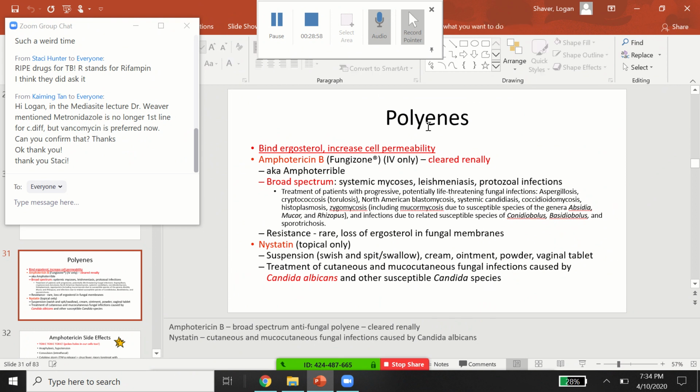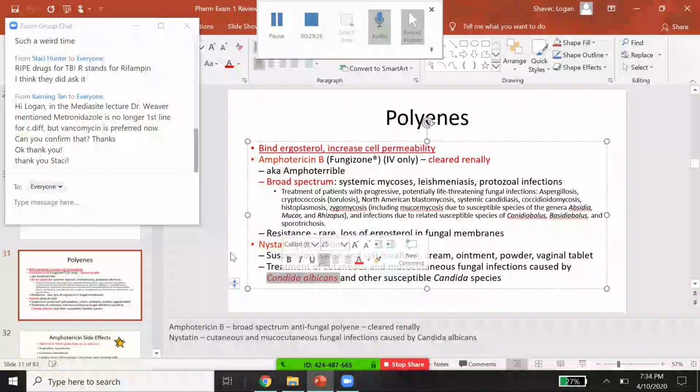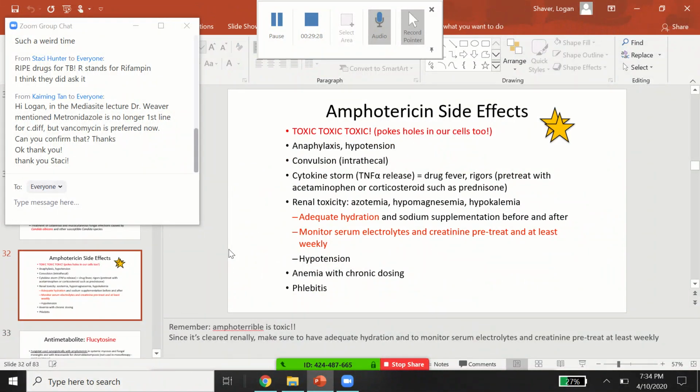Also, within that category of polyenes, you have nystatin. And with nystatin, you need to be thinking about Candida albicans. I remember I had a practice question that specifically asked nystatin or Candida, so it does come back for sure. That's going to be a cutaneous or mucocutaneous fungal infection caused by Candida for nystatin. And then just a little bit more about amphotericin.